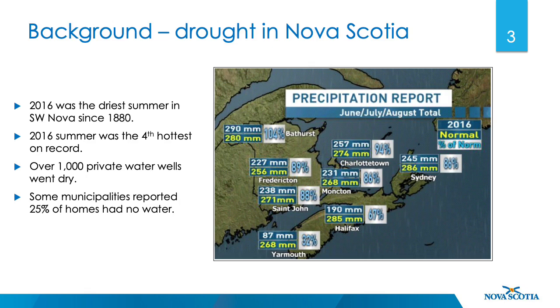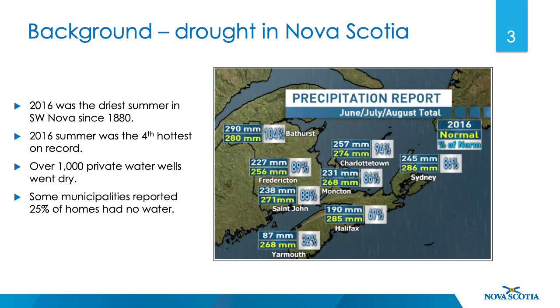So any percentage below 100 is less than normal rainfall. And you can see right across Nova Scotia, it was quite dry. We received less than normal rainfall in most locations, but it was particularly dry in southwest Nova Scotia. In the Yarmouth area, we can see in the figure that they received 32% of normal rainfall that summer. And the summer of 2016 was also the fourth hottest on record in Nova Scotia.